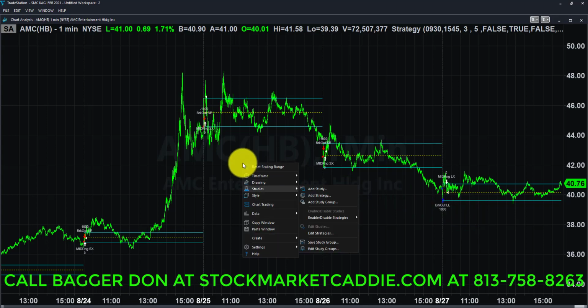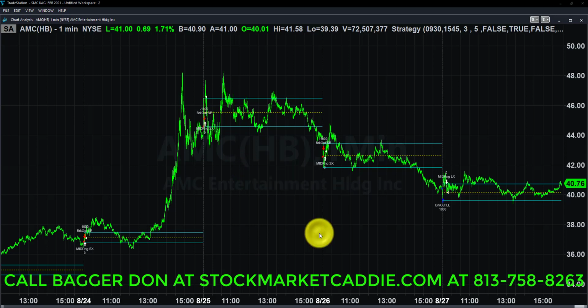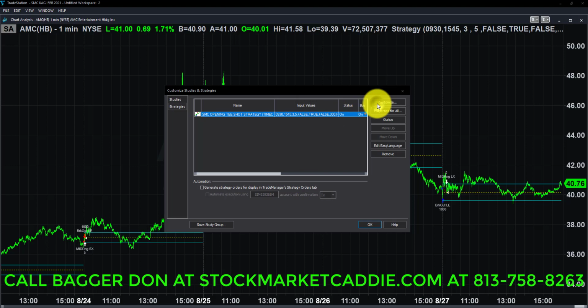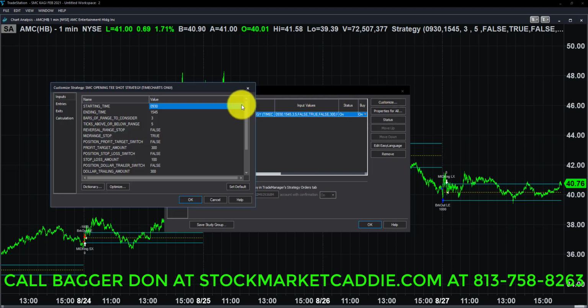So let's go look at the strategy that we have written and what optionality we have. This is the name of the strategy. It's called SMC Opening Tee Shot. Okay, a little bit of a golf theme strategy. But we've been able to tell you what it's based on. So now we're going to customize. Well, the starting time is 9:30. We're not going to change that. It has an ending time of 3:45. We're going to leave that alone.